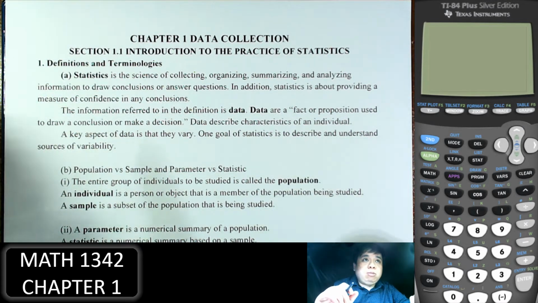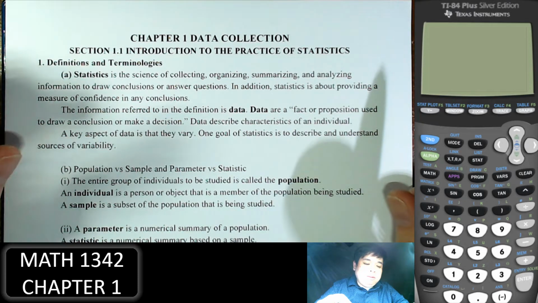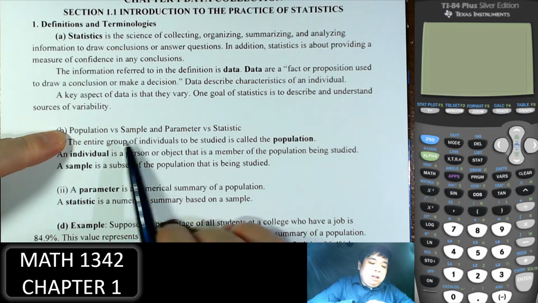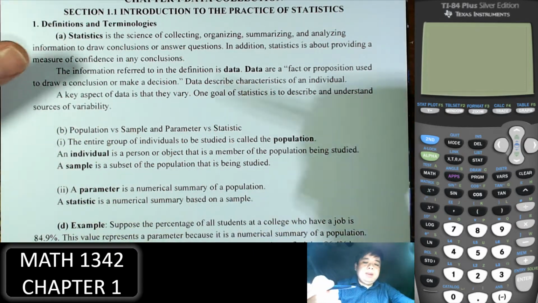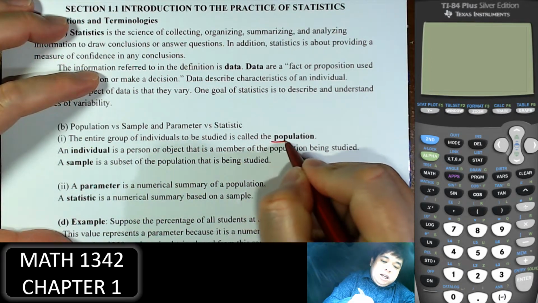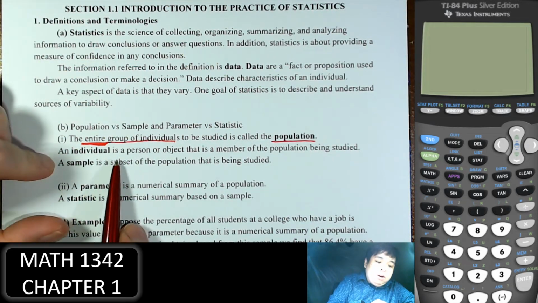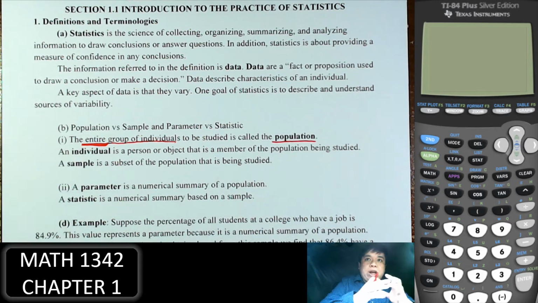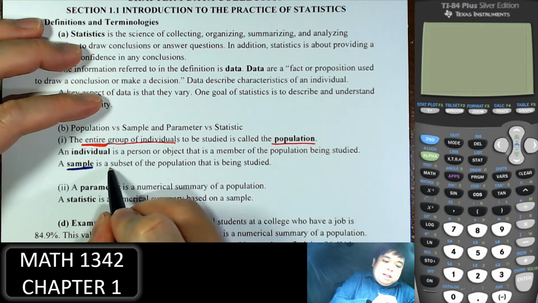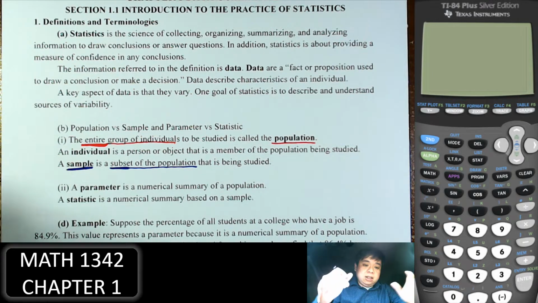In chapter 1, section 1.1, it is important to distinguish the types of data. I'll go over that in more detail later, but first, population and sample, and parameter and statistic. The entire group of individuals to be studied is called a population. An individual is a person or an object that is a member of the population. As opposed to a sample, which is a subset of the population.